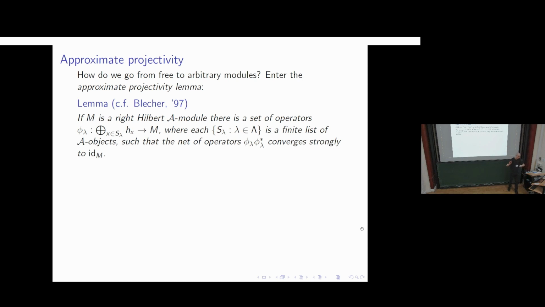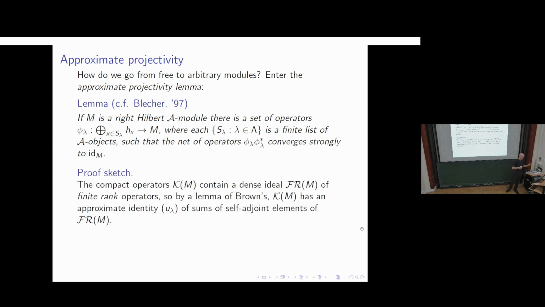So basically, if you have a right Hilbert module, there's a set of operators which come from free modules and go into M, such that if you compose them with their adjoint, so you have operators on M now, this converges not in the norm, but in the strong topology. So pointwise, this converges to the identity on M. This is the tool that we're going to use to move between the free case and the arbitrary case. I won't have time to talk about the proof for this.